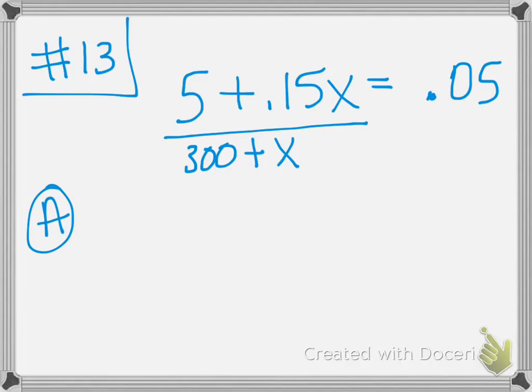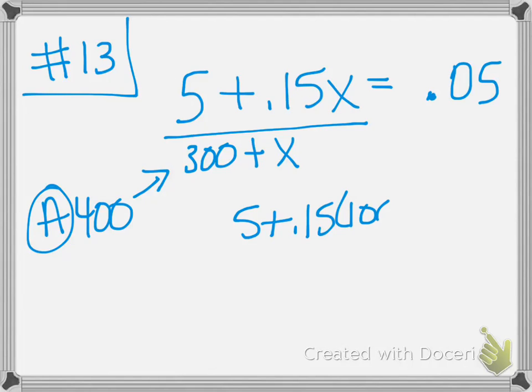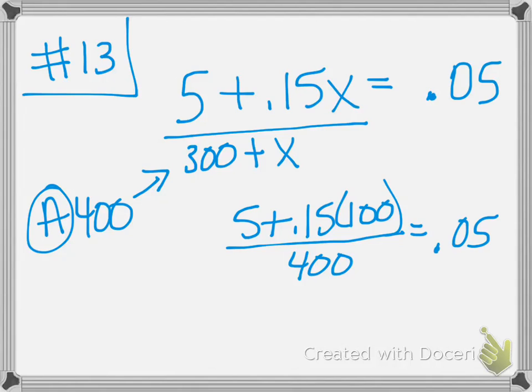Choice A is 400. So that means that it went over our 300 by 100. So if I did 5 plus 0.15 times 100, and then I divide this by 400 because that's the total number of minutes, we're going to check and see what this is equal to. So 5 plus 0.15 times 100 equals 20, and I'm going to divide that by 400, and that gives me 0.05. So it looks like we already have our answer, but let's go back and check the next one.